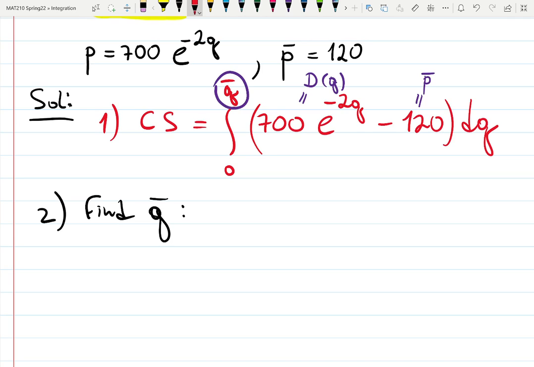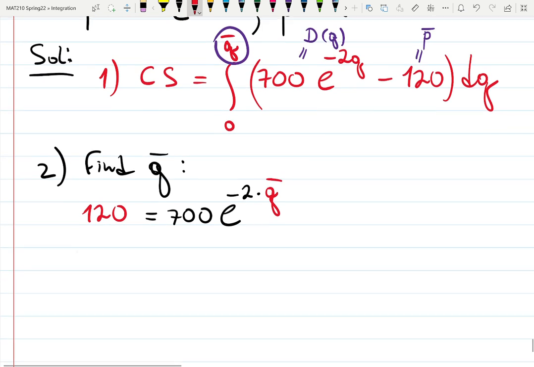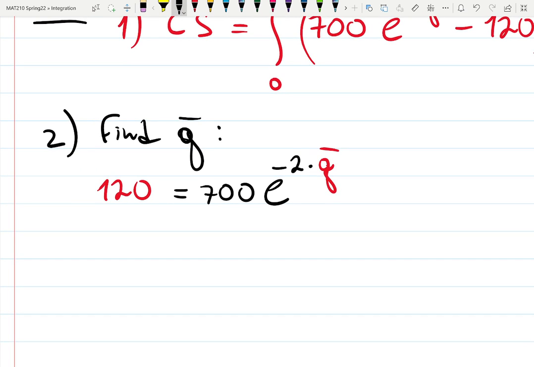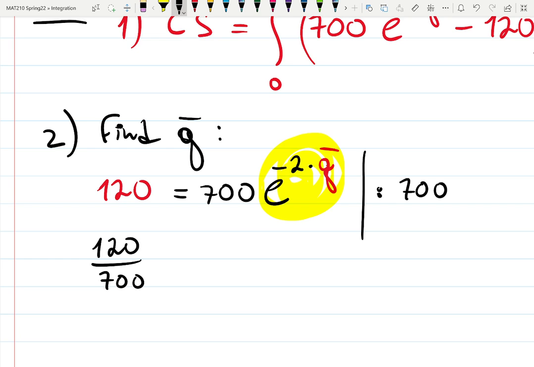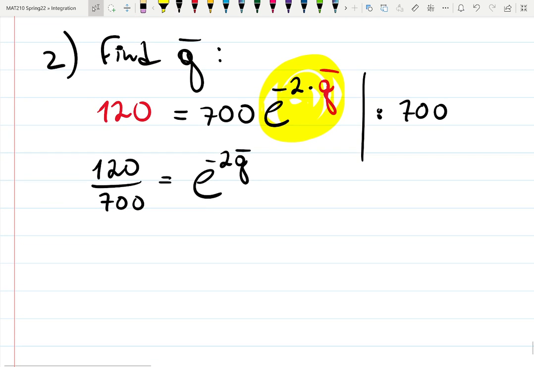Plug p bar in the left hand side. So it's going to be 120 equals 700e to the minus 2 times q bar. This is an exponential equation, and I have a very good video about how to solve exponential logarithmic equations. The goal is to isolate this e. Step 1, divide by 700. So it's going to be 120 over 700 equals e to the minus 2q bar. Step 2, apply logarithmic functions to both sides.